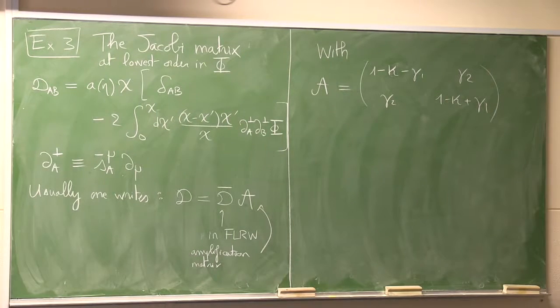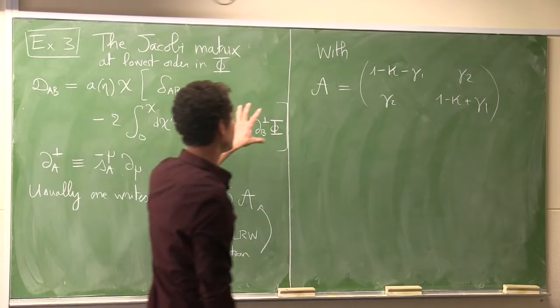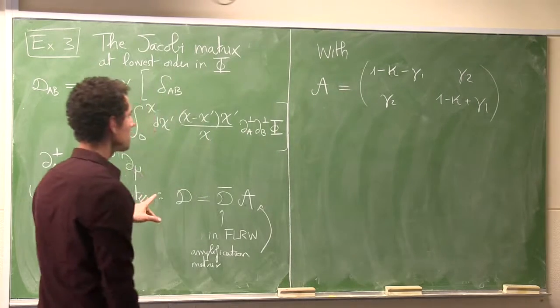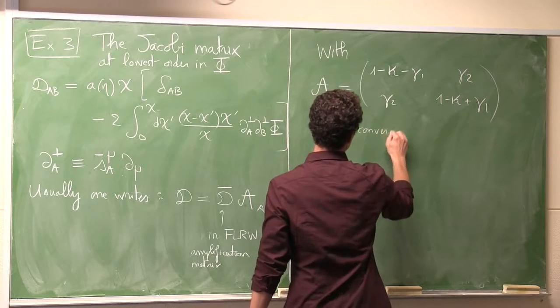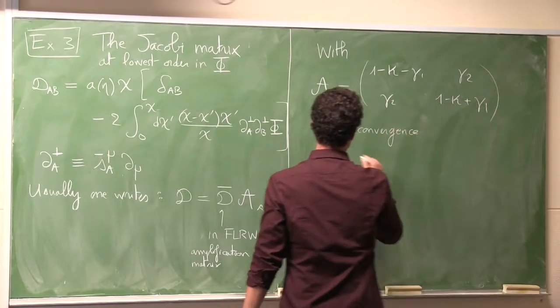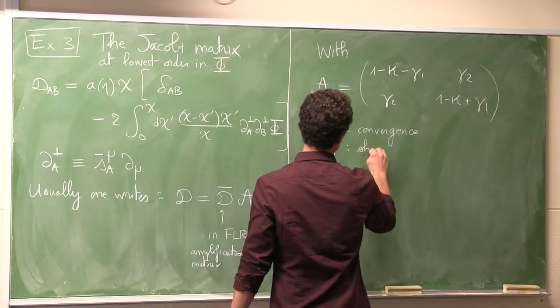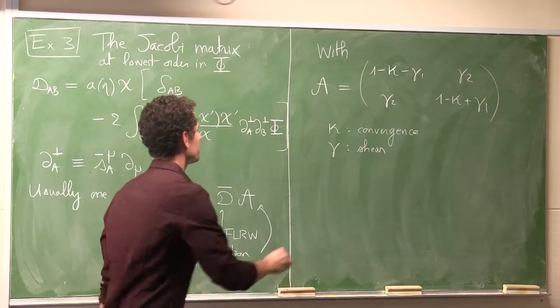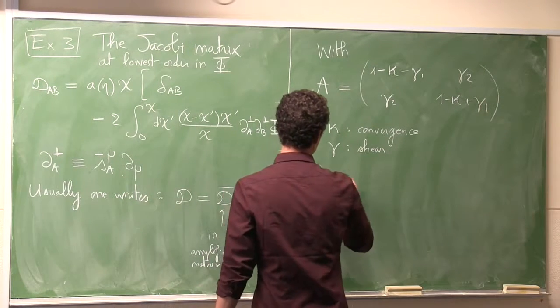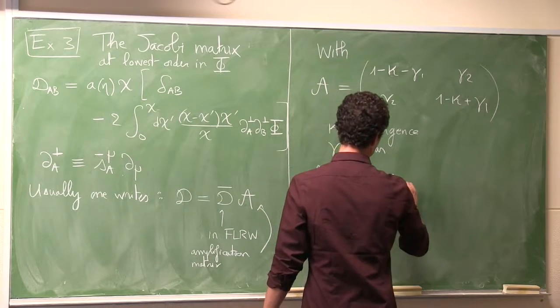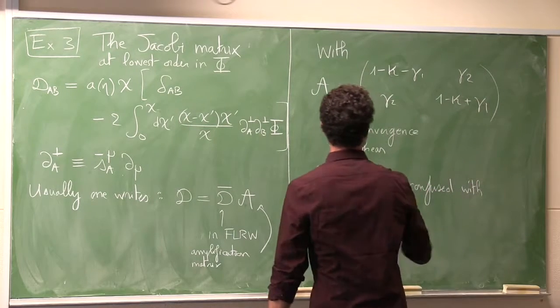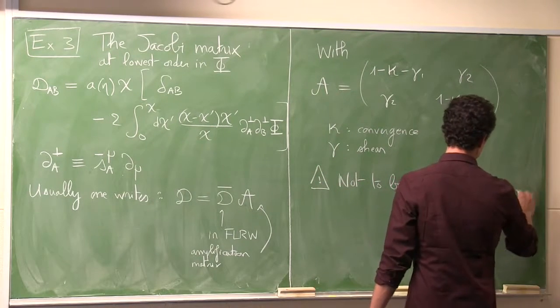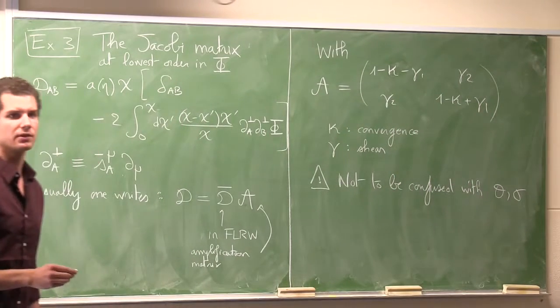So again, it's just a standard decomposition between the trace and trace-free part of a symmetric matrix, where kappa here is called the convergence, and gamma is called the shear. So be careful. This is not to be confused with theta and sigma that we introduced in the previous lectures.